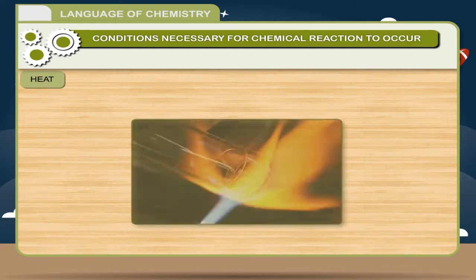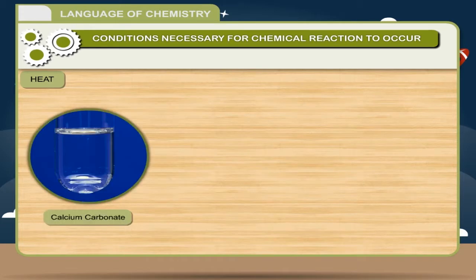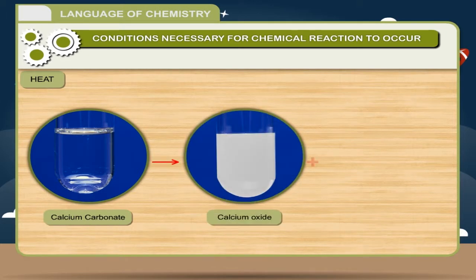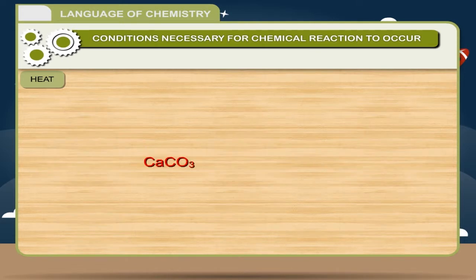Heat. Occurrence of some chemical reactions is not possible without presence of heat. For example, on heating, calcium carbonate decomposes into calcium oxide and carbon dioxide. CaCO3 on heating gives CaO + CO2.